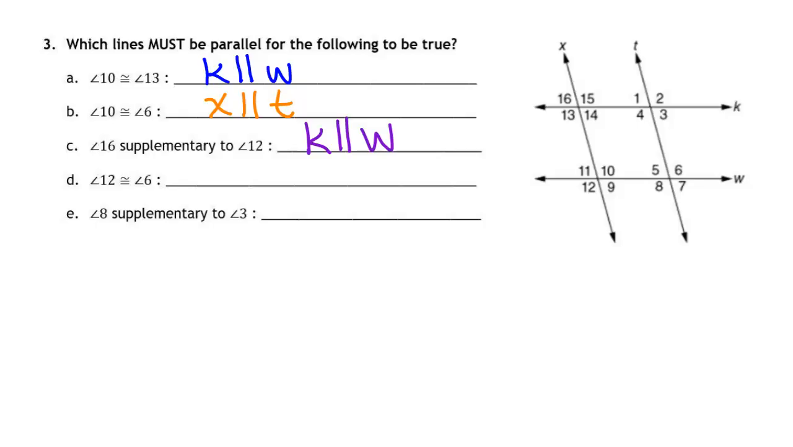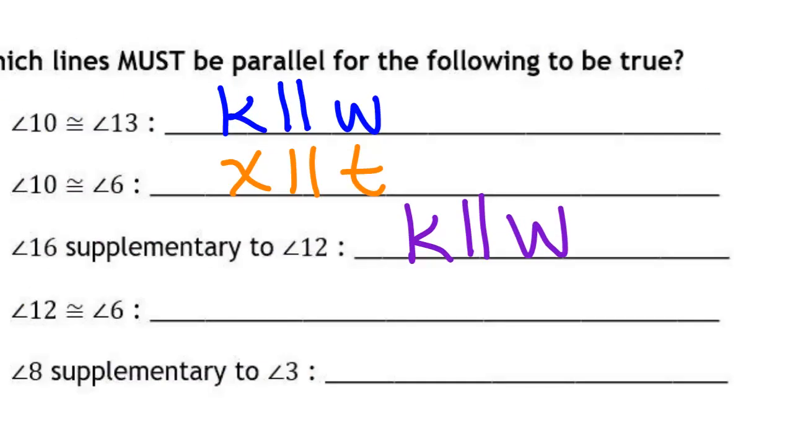12 and 6. Angle 12 is here. Angle 6 is here. It says they're congruent. What line do they both touch? W. What line do neither one touch? So we're going to ignore K. So what lines would have to be parallel? X and T. X is parallel to T.